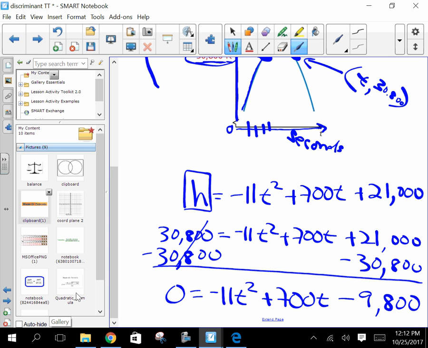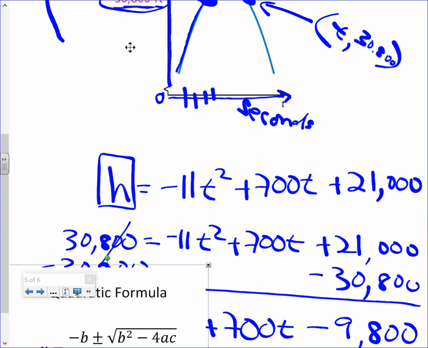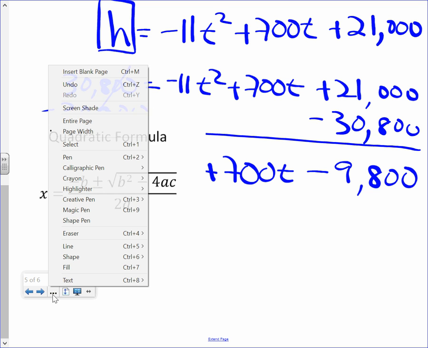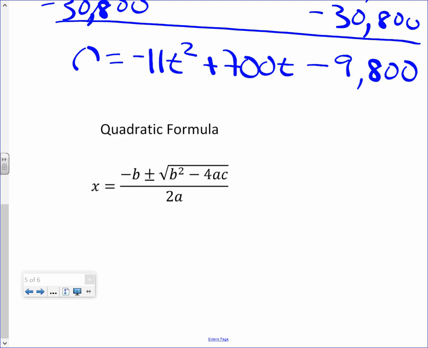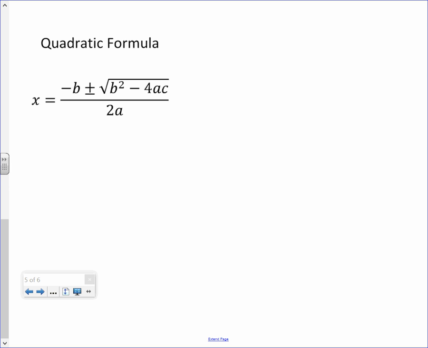Okay, what's the tool to find t? It's right here. I have it on my little gallery here. Check this out. You guys are no strangers to this formula. I'm going to use my calculator a lot here because I have nasty big numbers I'm going to put in this formula. That's okay. Here we go.